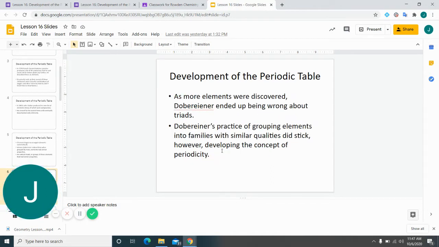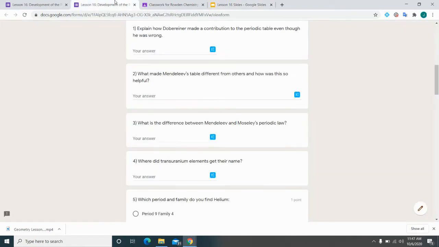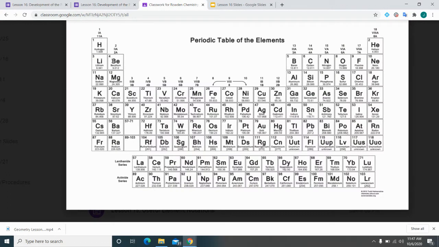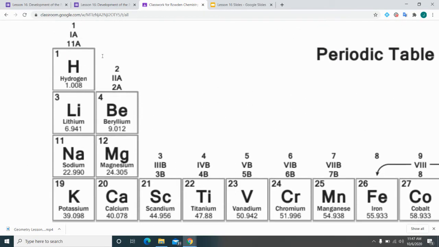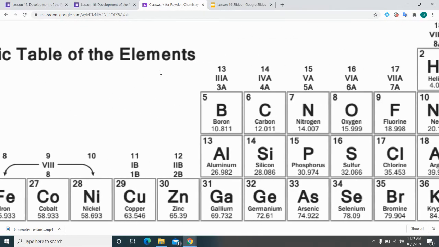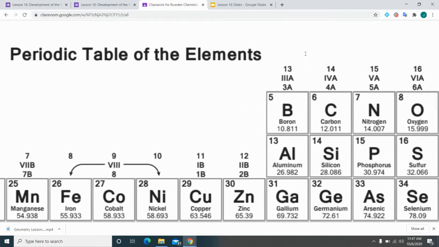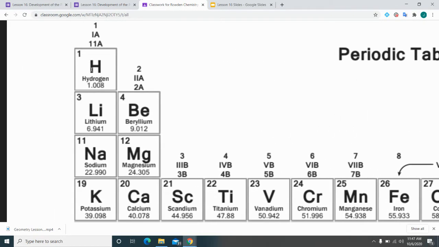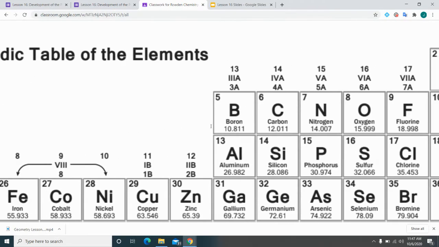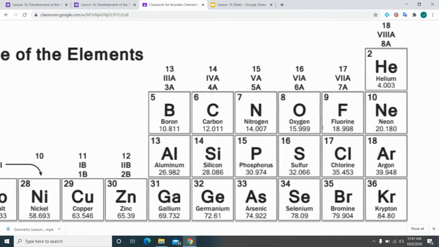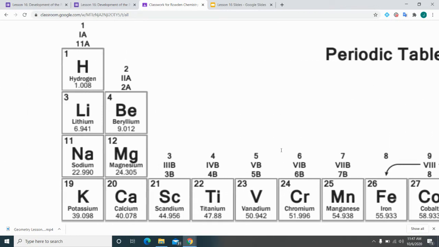Now it ends up that Dobereiner was wrong and he was right. He was wrong about the triads. When you look at this, these are not groups of 3 that have something in common. It's much more complex. Look, hydrogen has a mass of 1.008 grams. Number 2, helium, 4.003. Element number 3, lithium, 6.941, 9.012, 10.811. You see how that works? See how they're still grouped by mass? So Dobereiner was right to organize these things by mass.